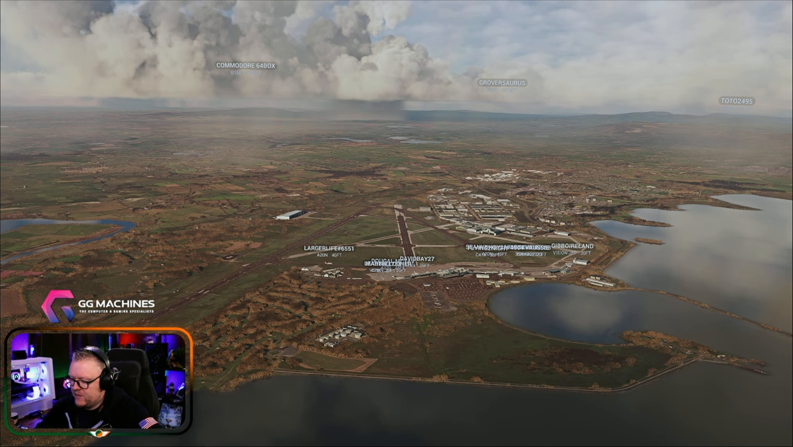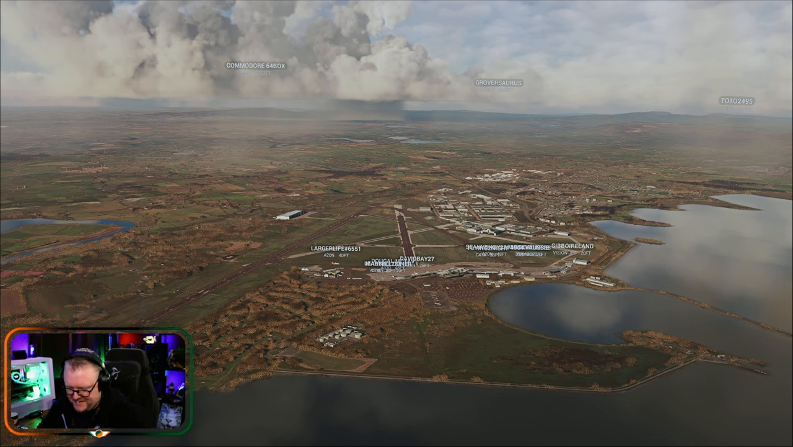They're getting their taxiway instructions. Shannon Ground, Firefly 235. Firefly 235, Shannon Ground, pass your message.